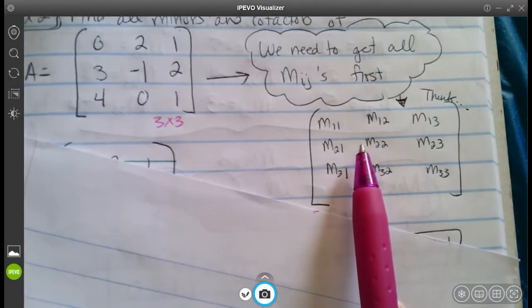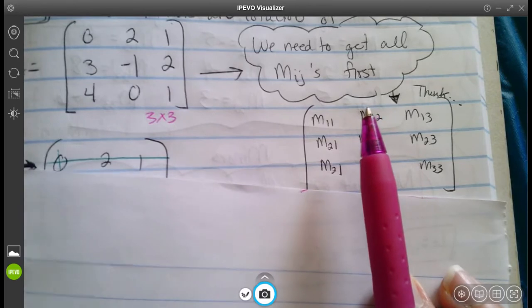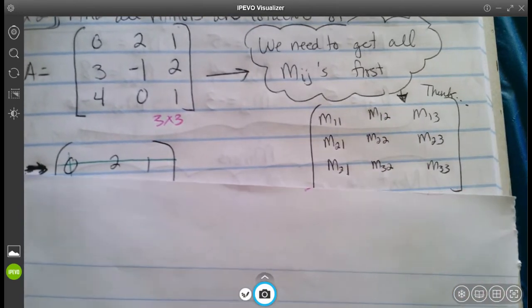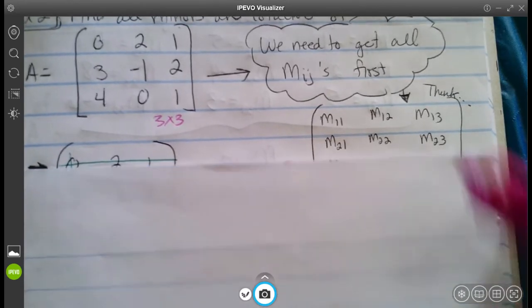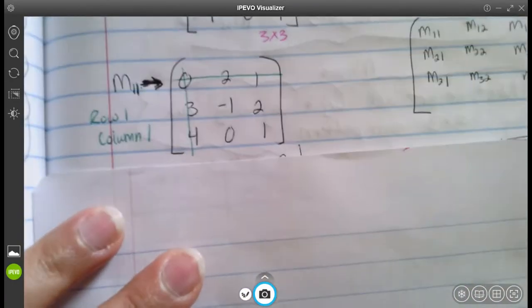Now, minors are kind of interesting. It tells us on the other page that to find a minor, we need to find the determinant of the matrix obtained by deleting the ith row and jth column of A. So that sounds confusing. I know it does. That's why I'm just going to show you how it works.